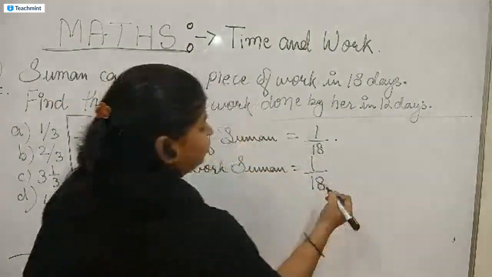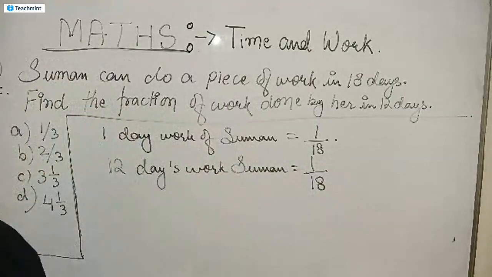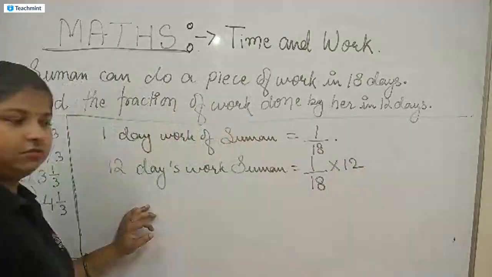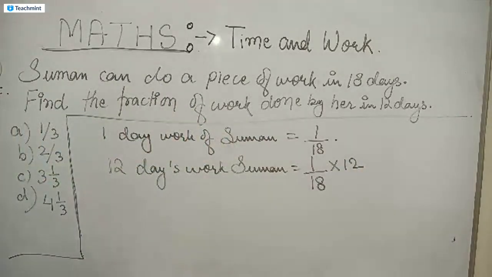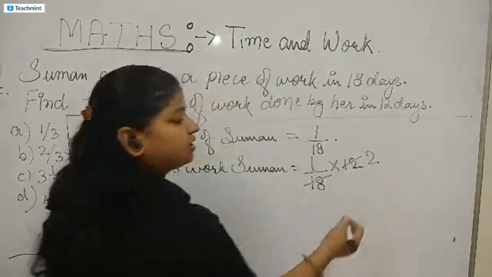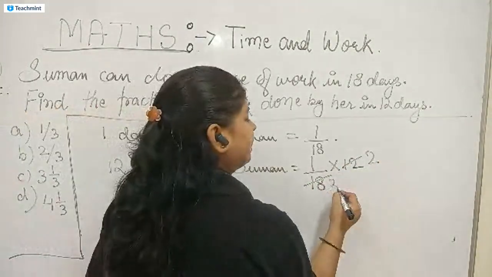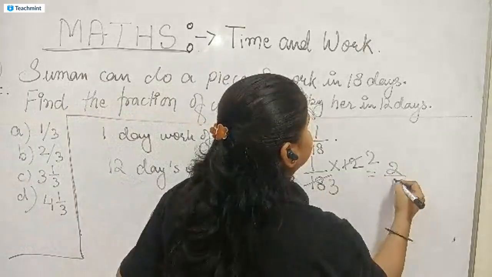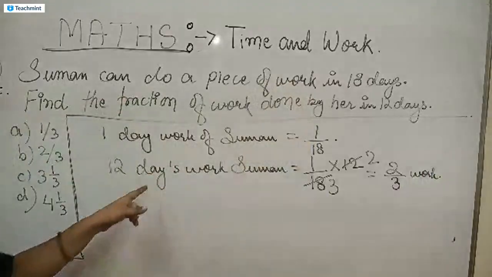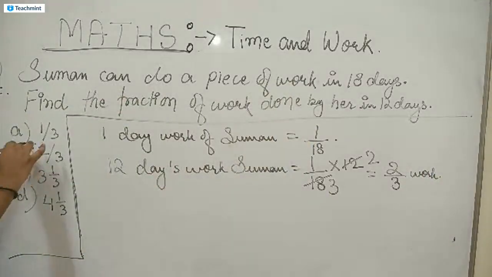If she is doing 1 upon 18, so 12 days, 1 upon 18 into 12. 1 upon 18 into 12. 6 twos are 12 and 6 threes are 18. So your answer is 2 by 3 work. Work done by Suman in 12 days, 2 by 3, which is option B.